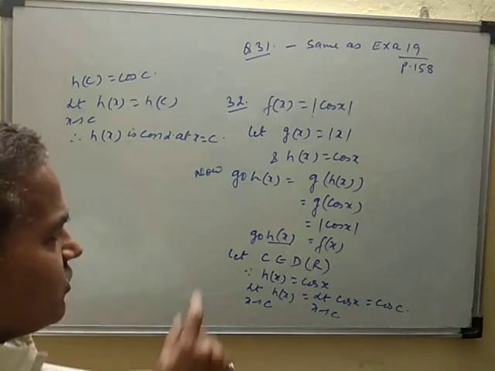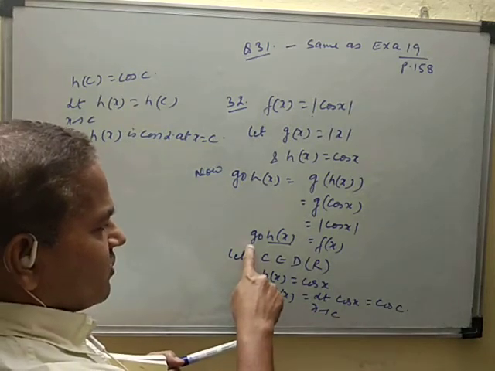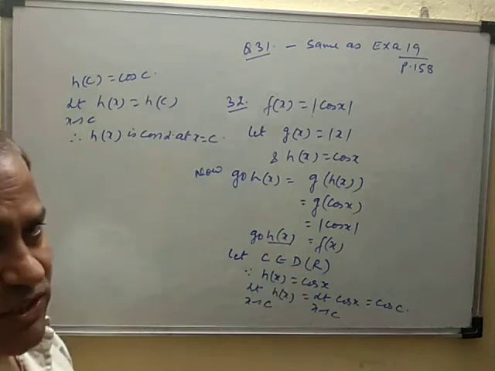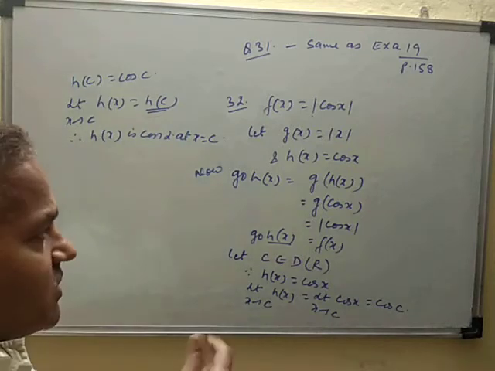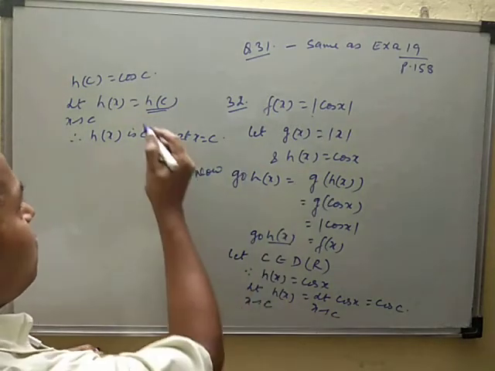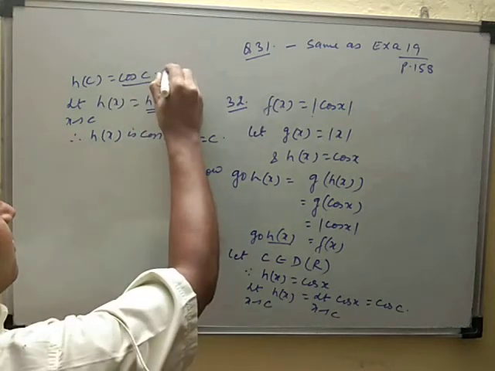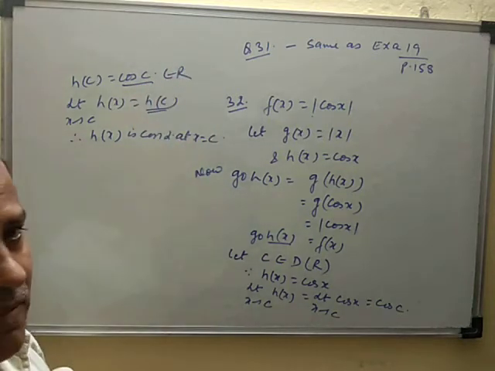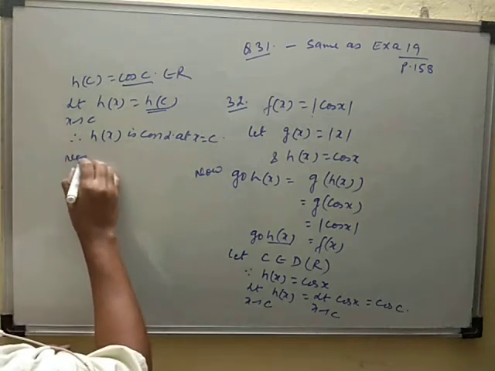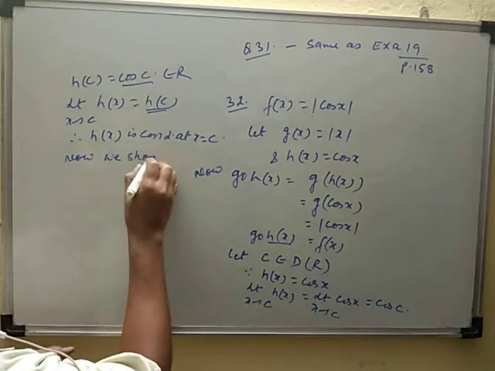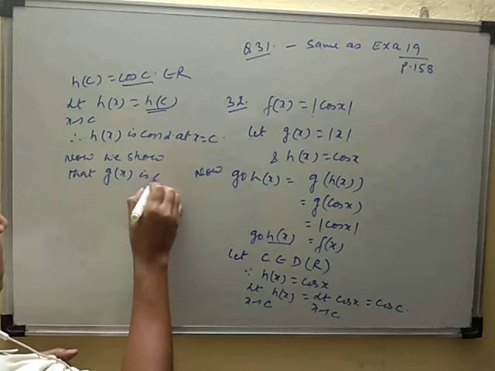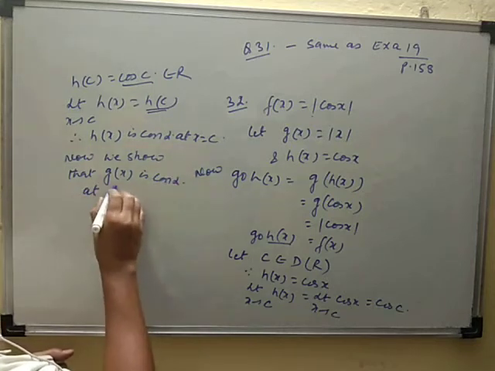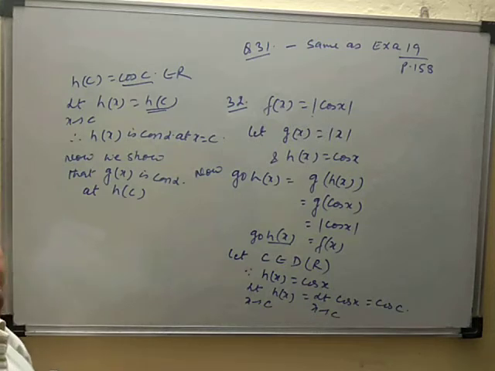Now we show that g of x is continuous at h of c. Since h of c is a real number, because c is a real number, h of c is equal to cos c, and cos c is also a real number. So now we show that g of x is continuous at h of c.